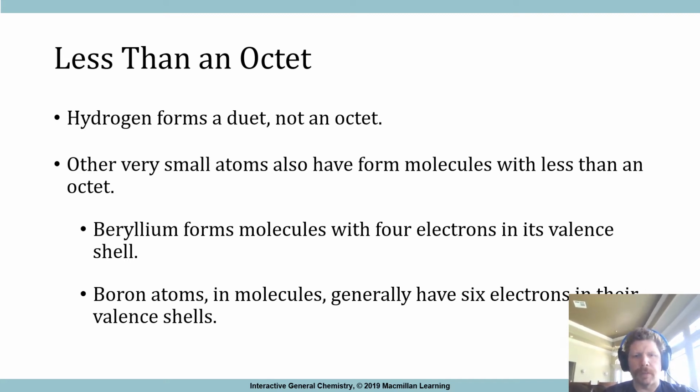There are other very small atoms that also form molecules with less than an octet. Your examples for those are beryllium with the symbol Be and boron with the symbol B. Beryllium has 4 electrons in its valence shell, and boron generally is going to have 6 valence electrons in its valence shell. One common example that people like to throw out is boron trifluoride, BF3, and what that looks like is this.